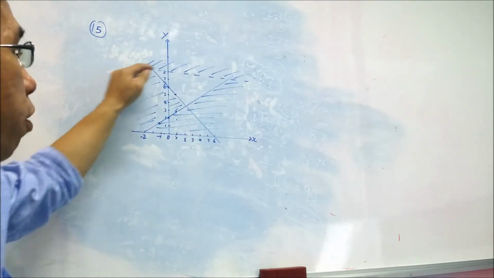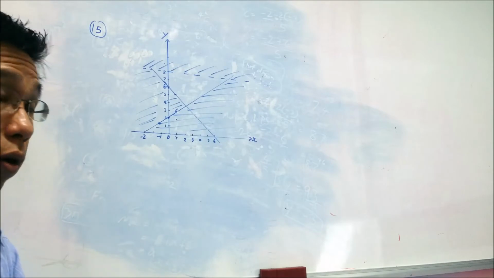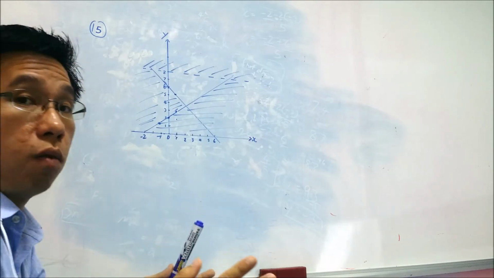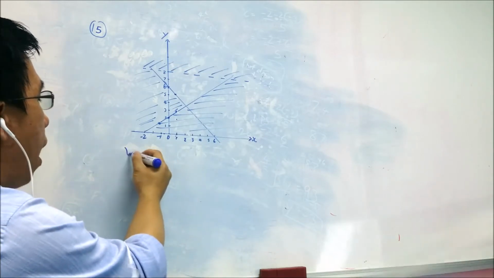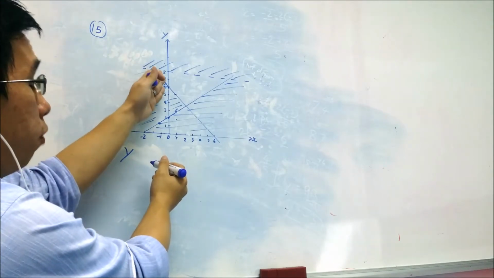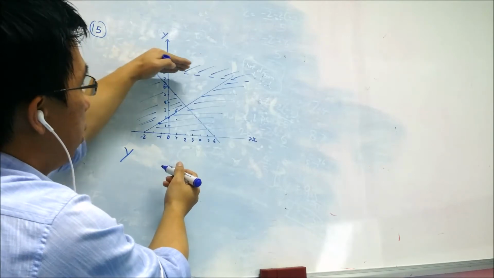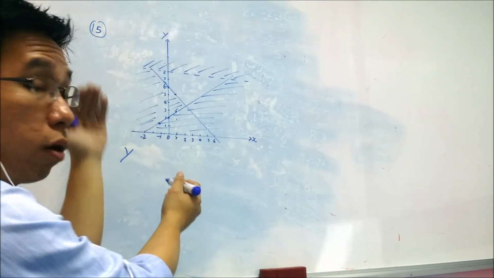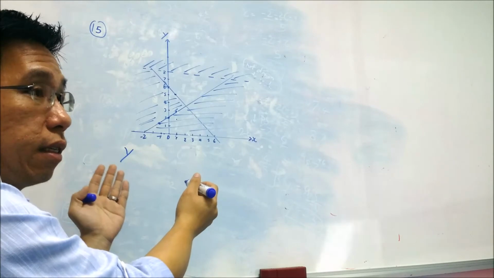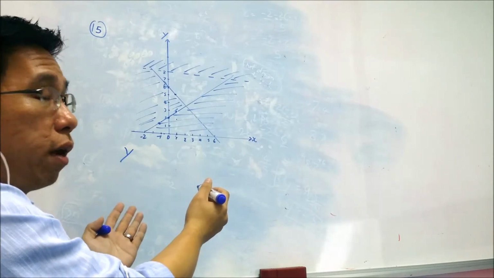So let's look at the horizontal line first. Since it is a horizontal line, there will be no x involved. So just y, but it's not equal to 8, because it is a dotted line. So it's either less than but not equal, or more than.